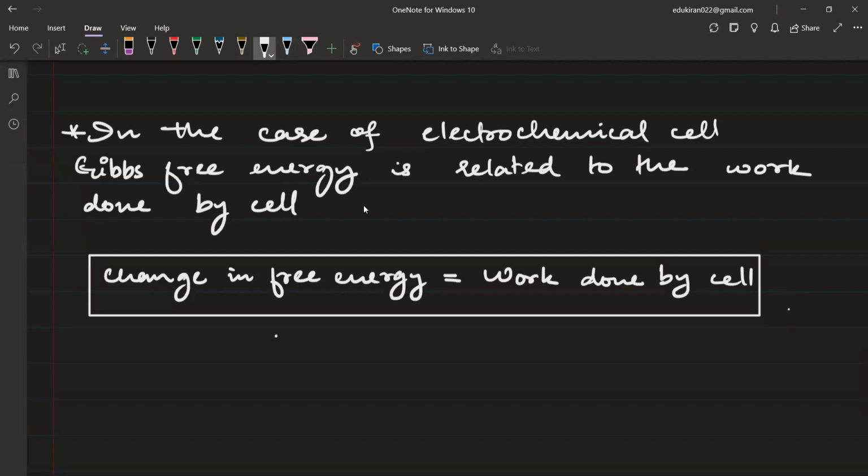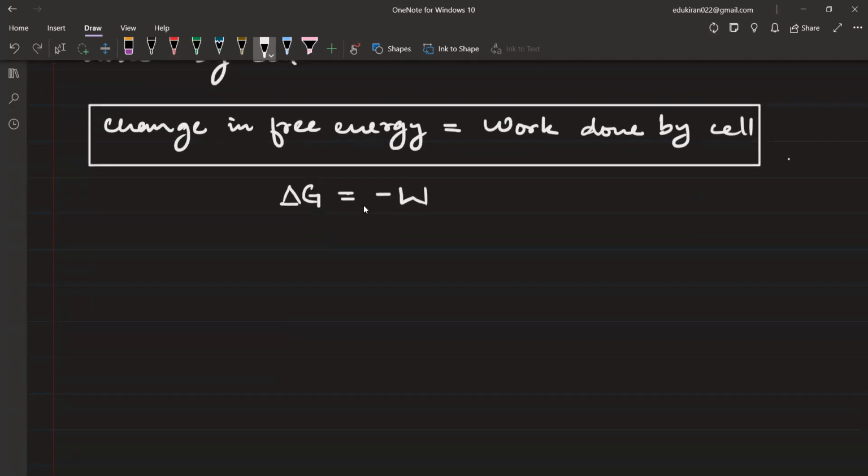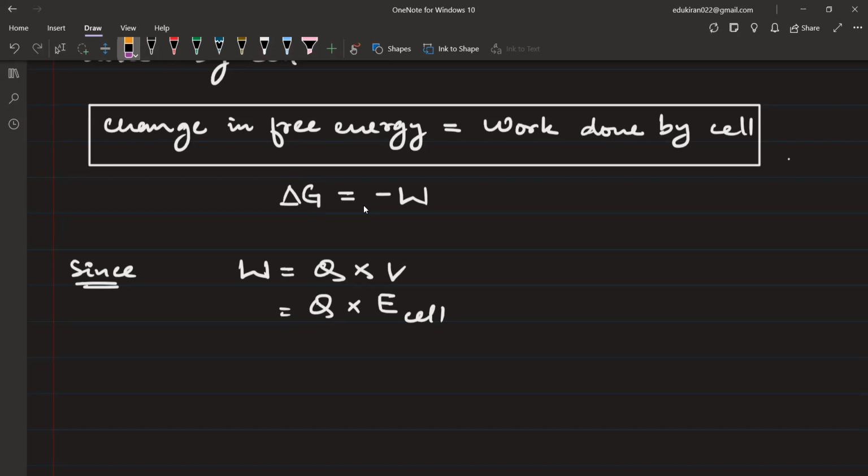And we have also shown that delta G is equal to minus of W. Delta G is equal to minus of W. Since work is equal to the charge into potential difference, and potential difference here it is equal to E naught of cell. If you are taking the standard condition, आप सीधा यहाँ पे E cell लिख दीजिए, ठीक है, just write E cell, general case ले रहे हैं यहाँ पे.